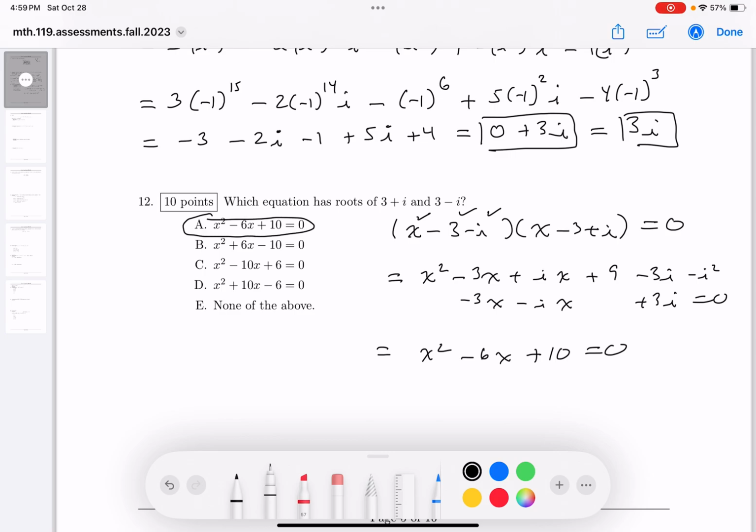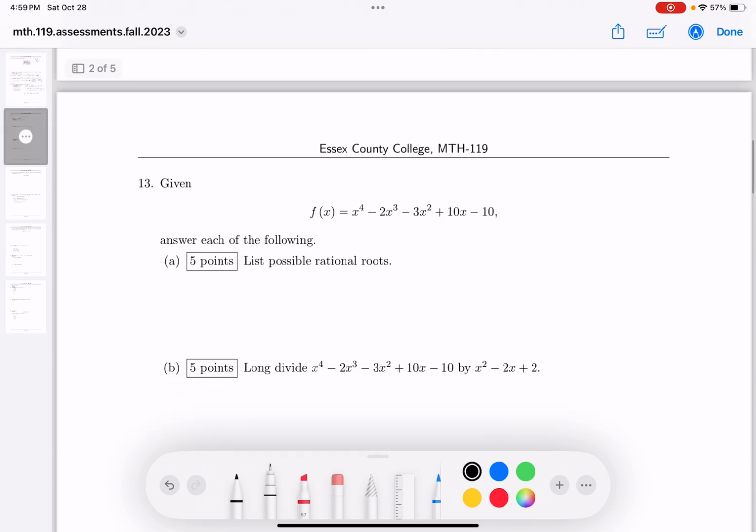That's letter A, x squared minus 6x plus 10. All right, let's go to the next page. And the next page is you're given a fourth degree polynomial, and it's a real coefficient polynomial. So what am I expecting to see in this thing? I'm expecting there's going to be 4 roots in it. Let's see what the questions are, and I'll answer each question separately.